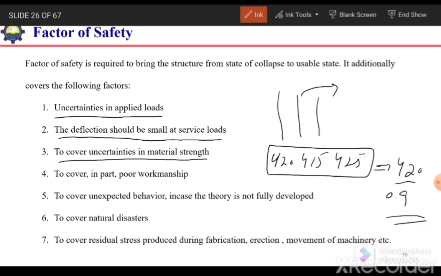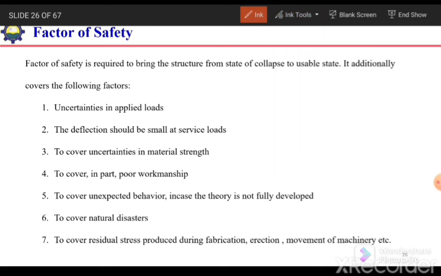So it also covers in part poor workmanship. During erection of the structure, for example, in the case of a column, we have the condition that there is no bending moment acting on this section. But if during construction it is not perfectly vertical, it is somewhat inclined, then due to eccentricity of load, a bending moment will generate in that section.